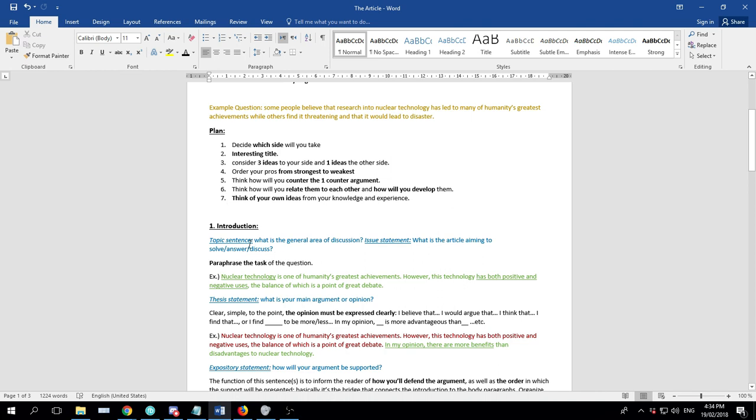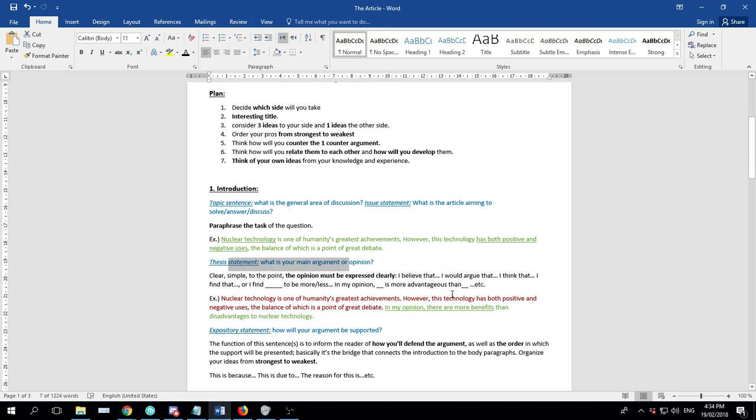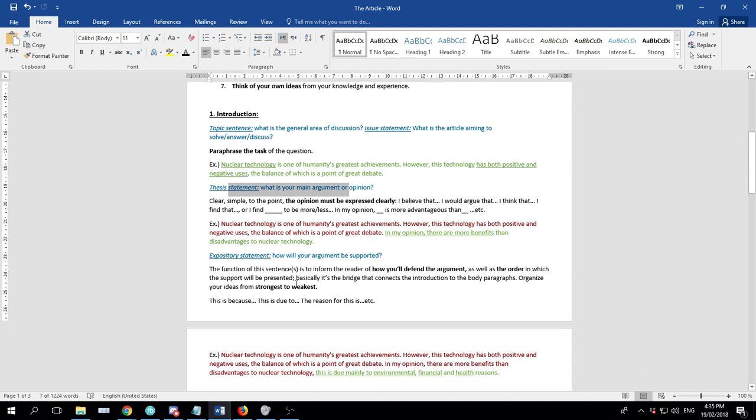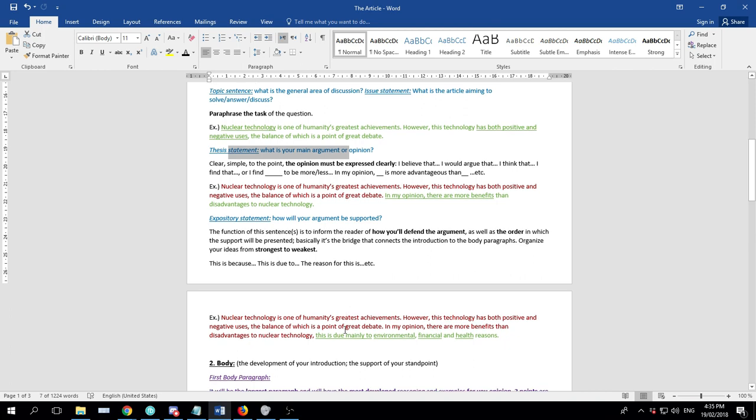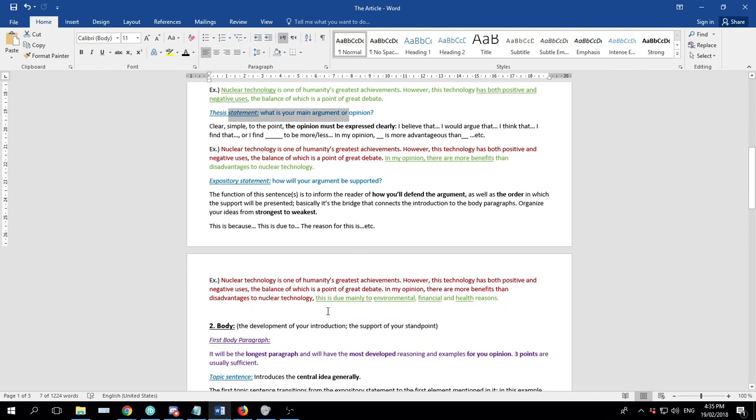Starting with the introduction, you'll start with a topic sentence referring to the issue that you are going to talk about. What are you going to talk about? Nuclear technology. What about it? It has some positive and negative uses, and the balance of which is a great point of debate. Then comes the thesis statement, my opinion: that there are more benefits than disadvantages to nuclear technology. How will you defend that argument? That is mainly due to environmental, financial and health reasons.